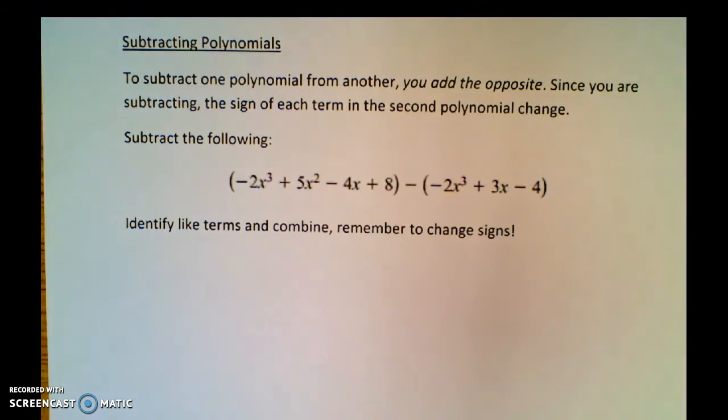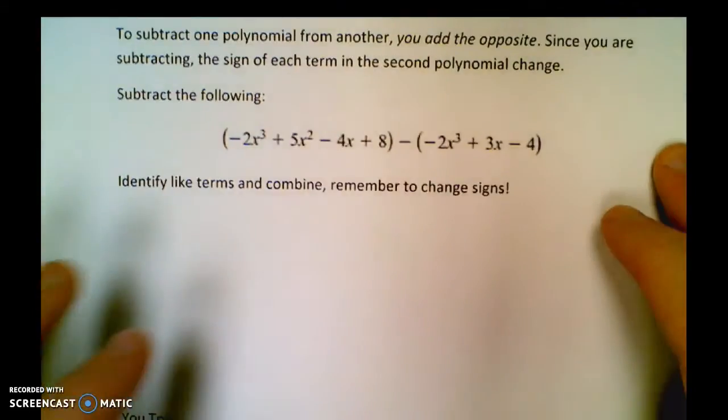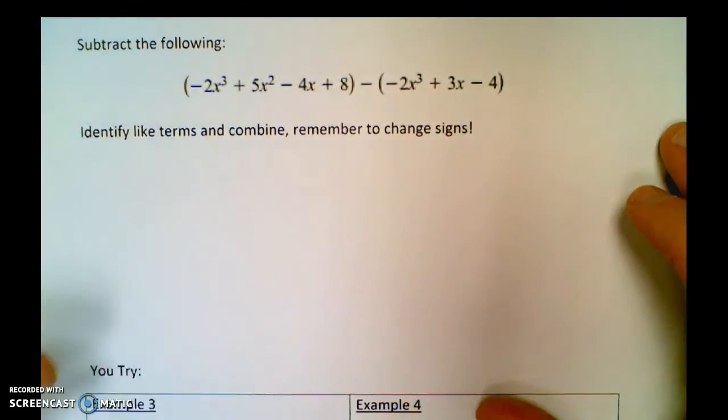So to subtract polynomials from one another, you essentially add the opposite value. Since you are subtracting, the sign of each term in the second polynomial changes. So let's subtract the following. There are two methods of doing this, and I'm going to do it both ways, and then you can decide which method works best for you.